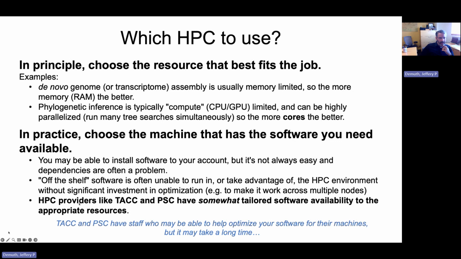Providers in the ACCESS system like TACC, the Texas Advanced Computing Center, and the Pittsburgh group, they have somewhat tailored the software availability to the appropriate resources. So this issue of, in practice, people choose the machine that has the software already on it. Well, the people who run those machines only really put the software on there that is best optimized to run on their infrastructure. So these two in practice aren't all that far apart.